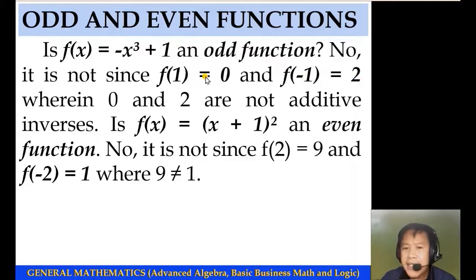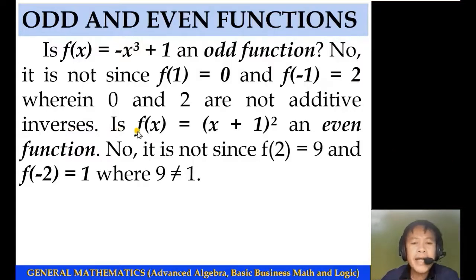And 2 and 0 are not additive inverses. Why? Because 2 plus 0 is not equal to 0. If two numbers being added will not result in 0, these two numbers are not additive inverses. If two numbers, when added, result in 0, these two numbers are additive inverses of each other.